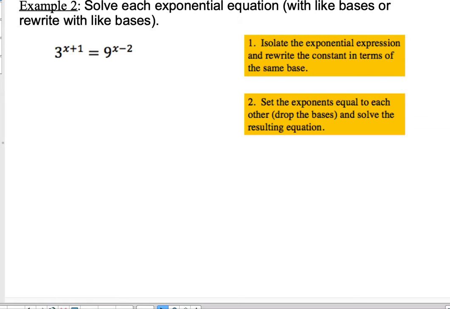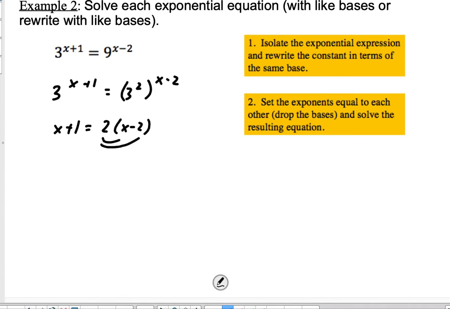So let's try another one here. We've got 3 to the x plus 1 is equal to 9 to the x minus 2. So you've got an exponent on both sides of the equation. Can we write in terms of the same base? The smaller number is 3. Can you write the larger number 9 in terms of base 3? Yeah, 3 to the second power is 9. So since the bases are the same, you have 3 to a power on both sides, you can drop them and say, now we're on step 2, x plus 1 equals 2 times x minus 2.